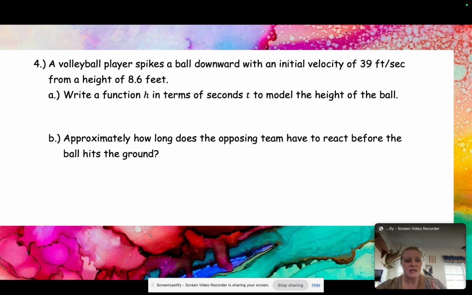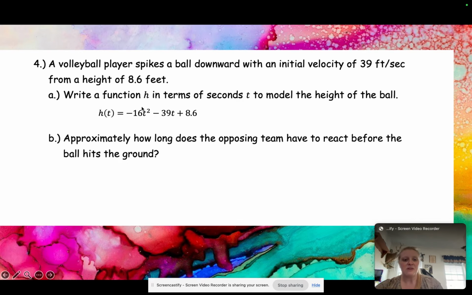All right, our next example is about a volleyball player who spikes the ball downward, that's important, with an initial velocity. So there's some force behind that ball, of course, you're spiking it. That's 39 feet per second from a height of 8.6. And it's going to always say, write a function, h in terms of t. That just means write h of t equals.